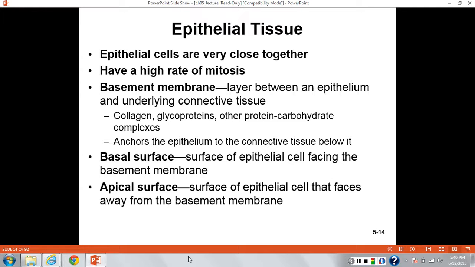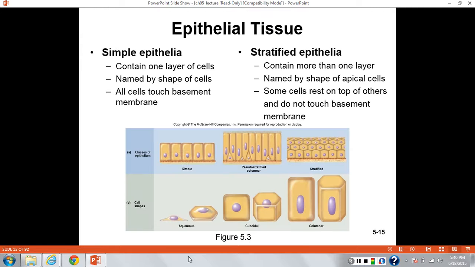Alright, as we mentioned, you've got epithelium, you've got an apical surface and a basal surface. Alright, the basal surface is going to face the basement membrane. The apical surface faces away from the basement membrane. But you've got collagen there, you can have glycoproteins, you can have protein, carbohydrates. So they help to protect, anchor, and support the tissues. Alright, this is an example.